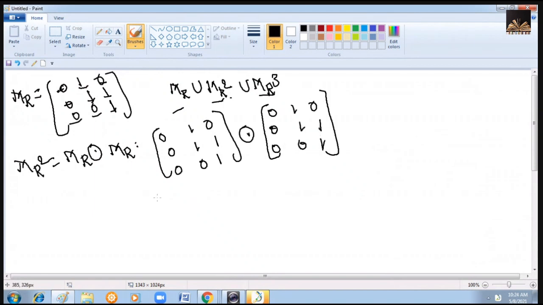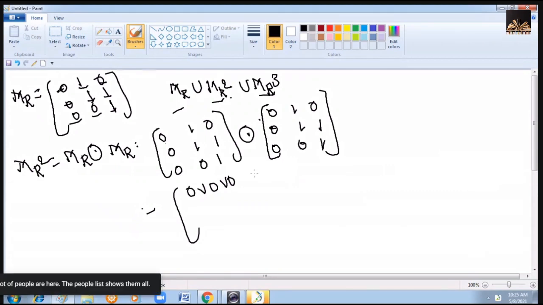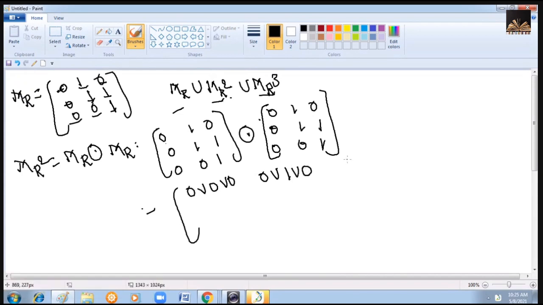You know how to perform the multiplication, right? First row into first column: 0 into 0 is 0, 1 into 0 is 0, 0 into 0 is 0. First row, second column: 0 into 1 is 0, 1 into 1 is 1, 0 into 0 is 0. First row, third column: 0 into 0 is 0, 1 into 1 is 1, 0 into 1 is 0.